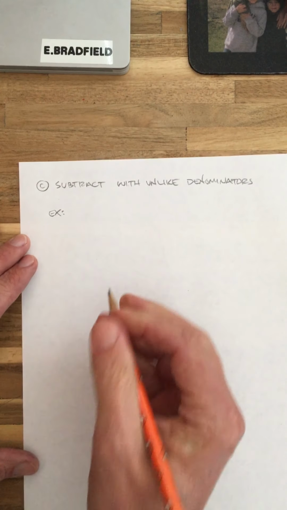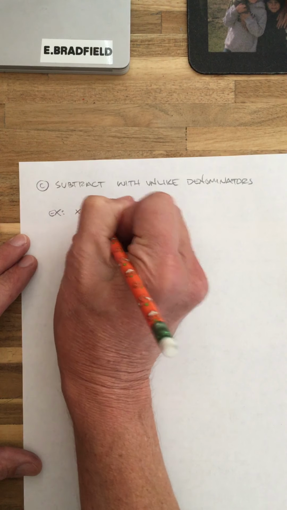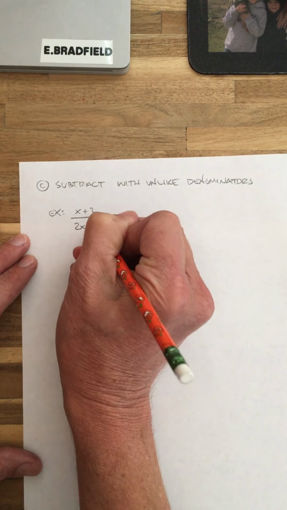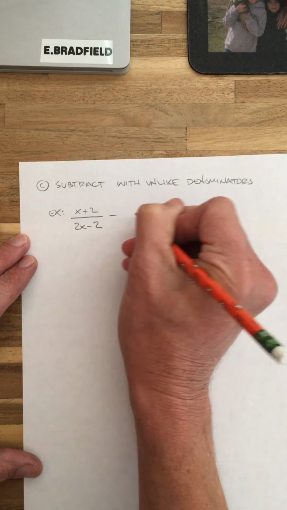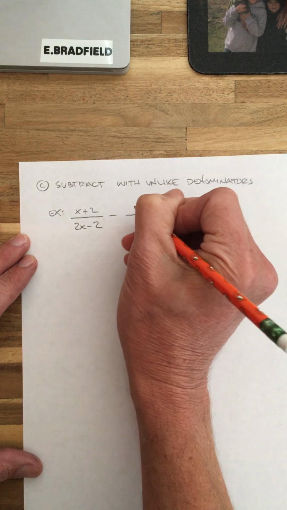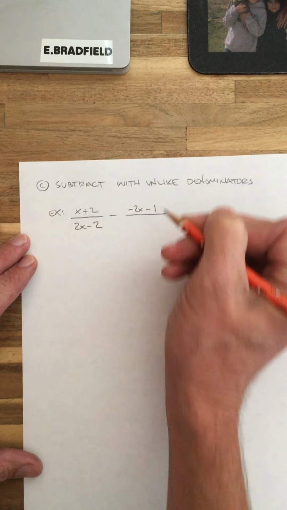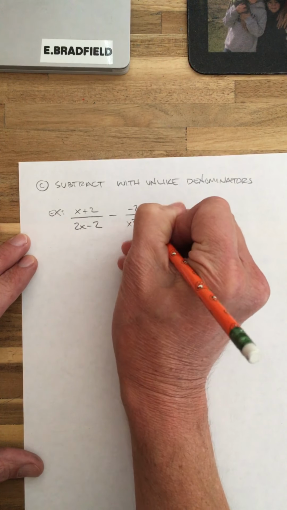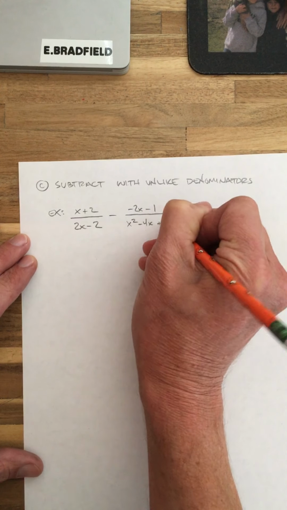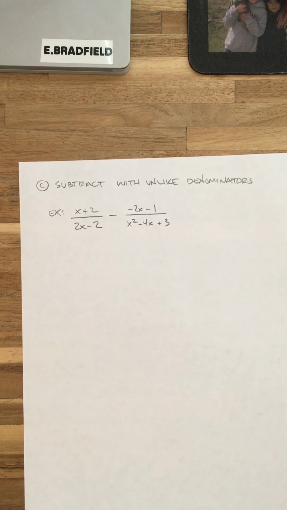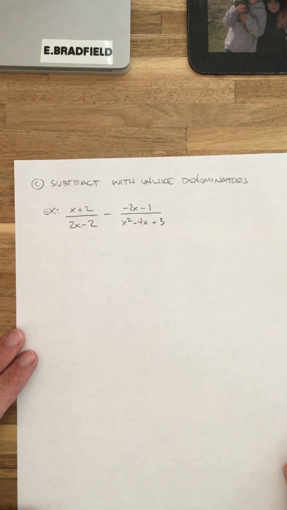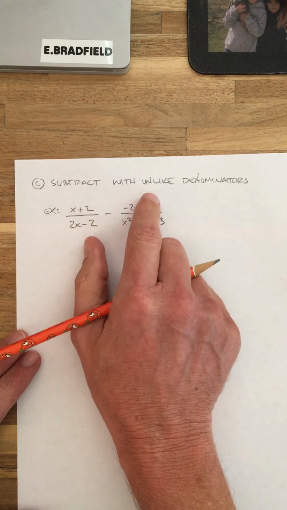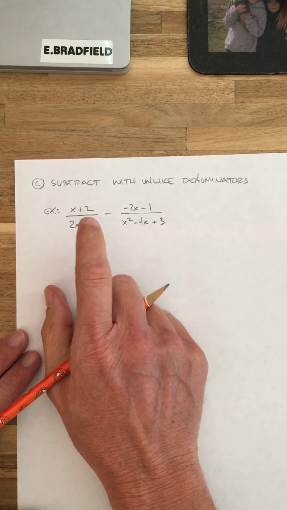Example, we have x plus 2 over 2x minus 2 minus negative 2x minus 1 over x squared minus 4x plus 3. All right, and again, the main thing you want to do is factor the denominators. Who cares about the numerators for now? The main thing, factor denominators.